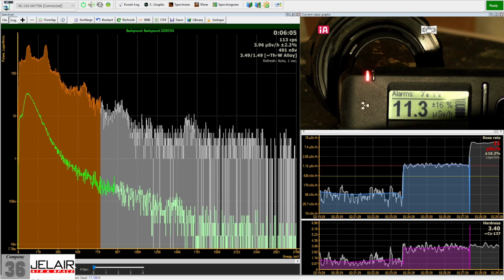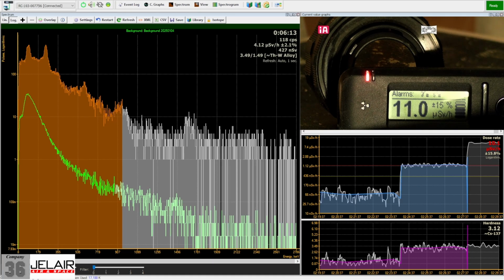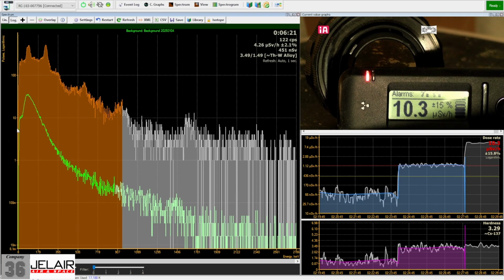I bought this lens in 2014, I think, and it's 2025 now, so 11 years I've had this lens, and I only detected that it was this radioactive yesterday.